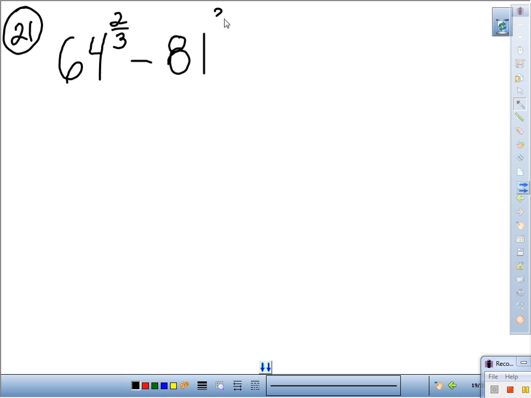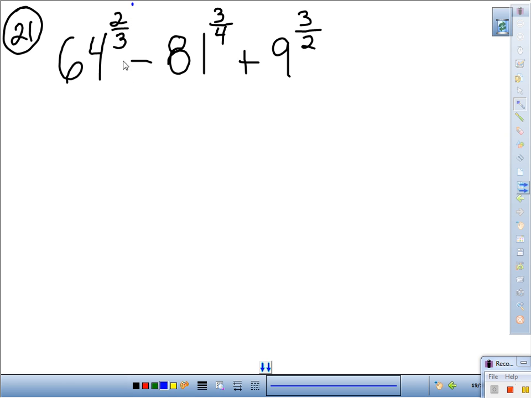3/4 power plus 9 to the 3/2 power. Remember, if you do one at a time all the way through, you shouldn't have any mistakes. You would have problems because you're on problem 21. See what I did there? Yeah. All right, here we go.